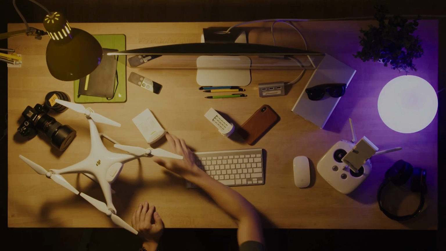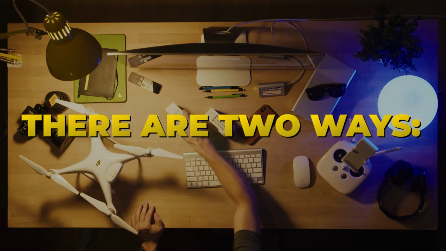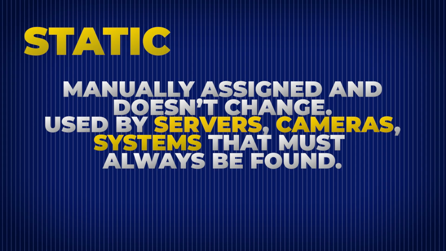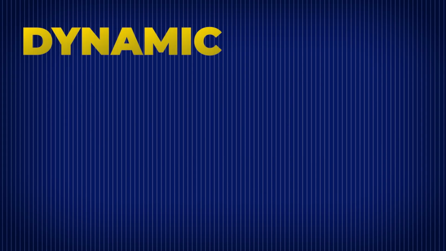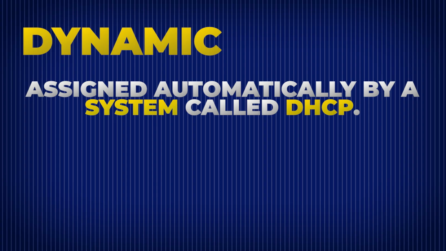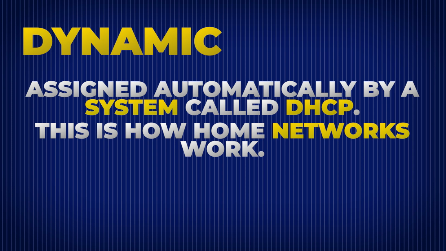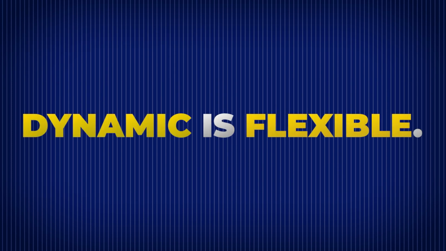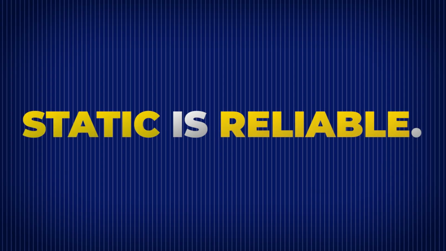How devices get IPs. There are two ways: static, manually assigned and doesn't change, used by servers, cameras, systems that must always be found. Dynamic, assigned automatically by a system called DHCP. This is how home networks work. Your ISP lends you an IP for a few hours or days. Dynamic is flexible, static is reliable.